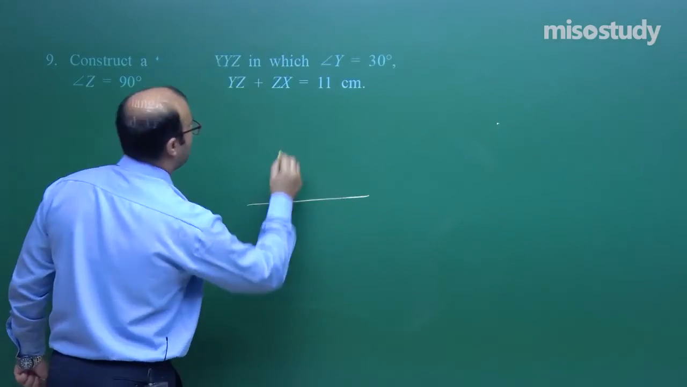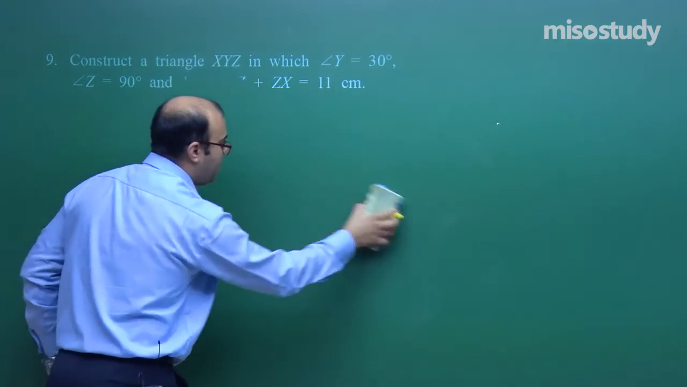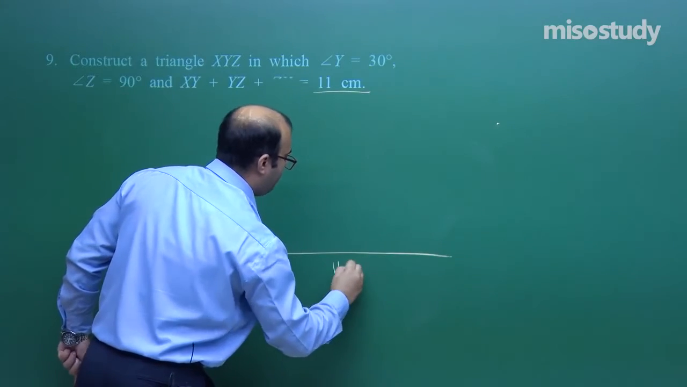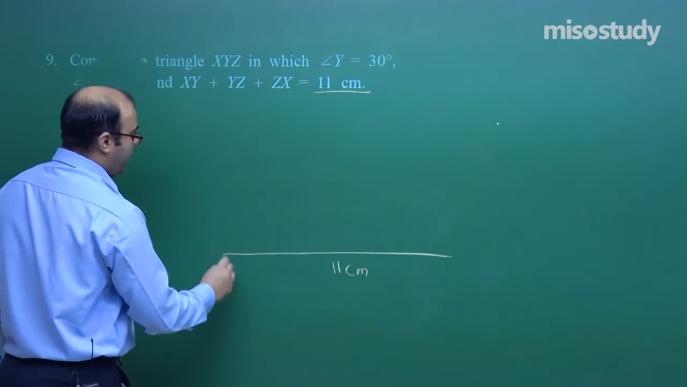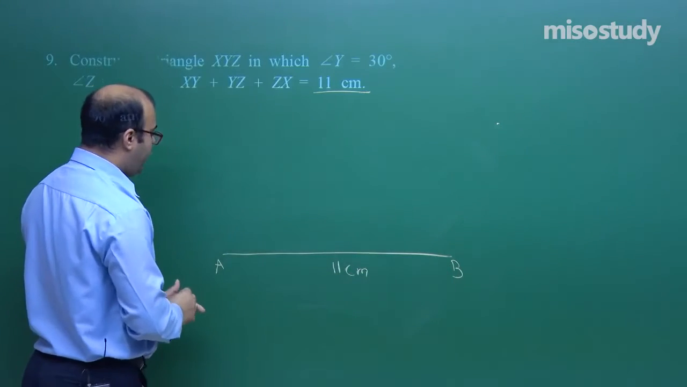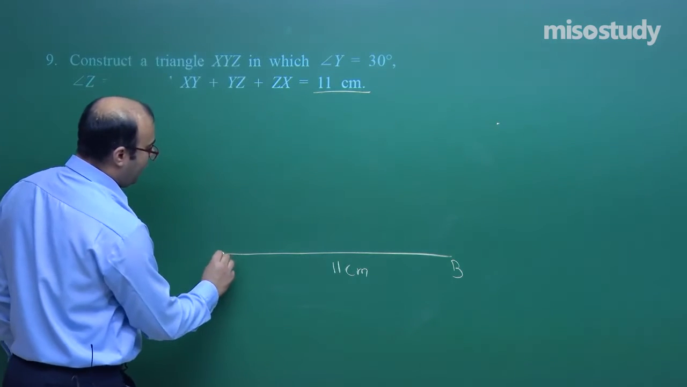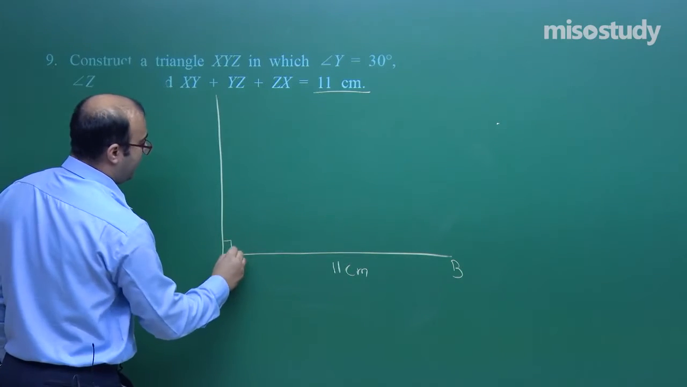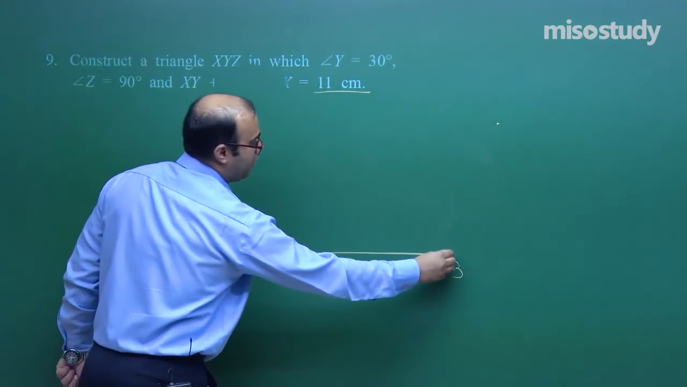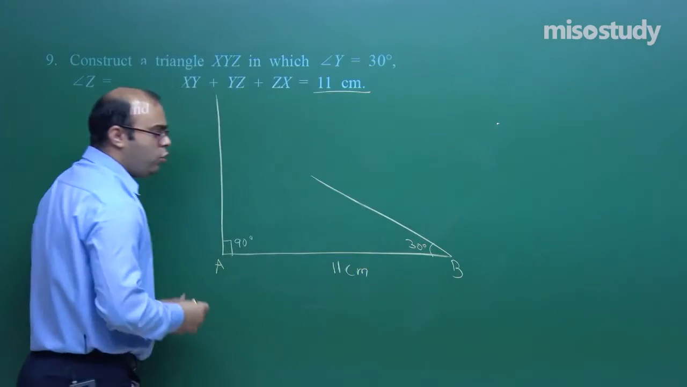Let us take YZ. First we will take a line which is equal to 11 centimeter. That is equal to the perimeter. And we take AB line, suppose. This is of 11 centimeter. What do we do next? We measure angle 90 degree Z here. So angle A is 90, suppose. We measure 90 degree. We know how to draw 90 degree. And angle Y 30 degree. We take as angle B here. What do we do next?